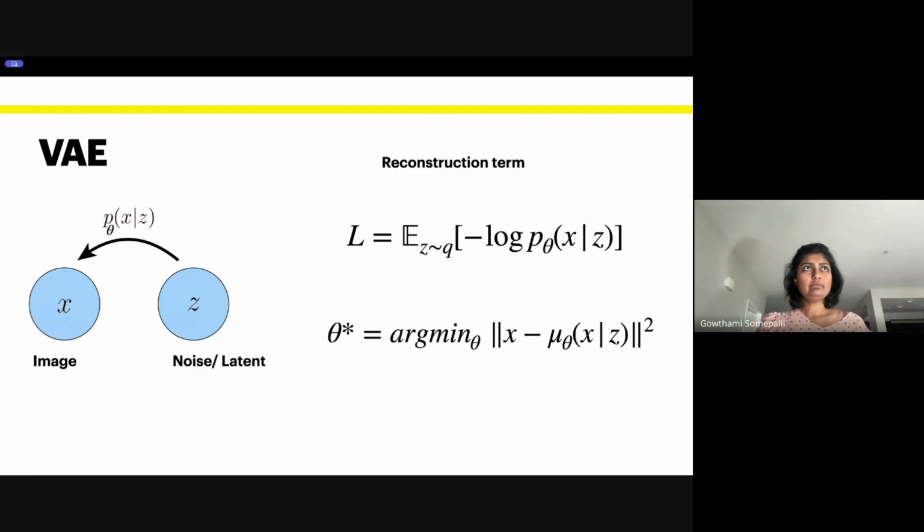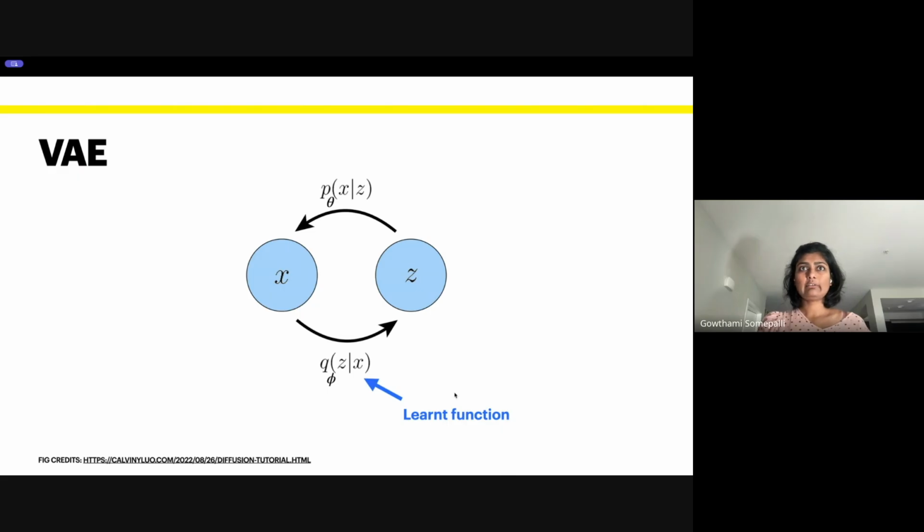So in VAE, they have another function. We used a neural network to go from noise to the image, right? Now in the VAE paper, the authors also used another function to go from image to noise. So we have this image, a really high dimensional, complicated looking distribution which we don't know anything about, and then we have a noise distribution, which is a Gaussian.